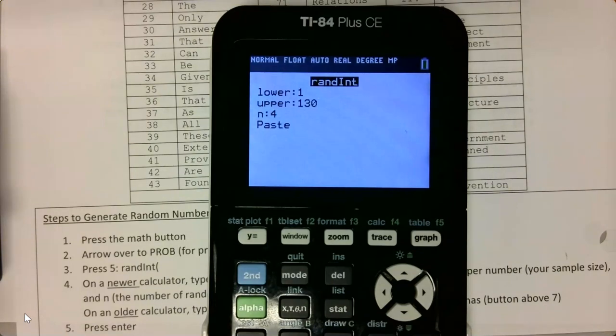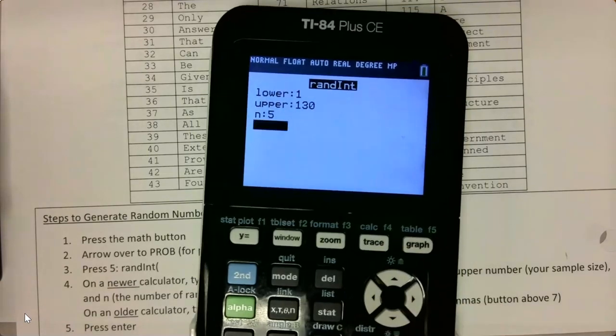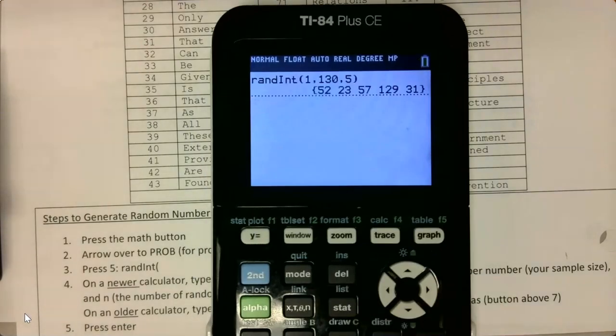So how many words were we picking yesterday? 5. So I want to change the N to 5. And then arrow down to paste. Press enter. And it should hopefully give everyone different numbers. That's what I got. Wait, I also got 1. So our first one is population.